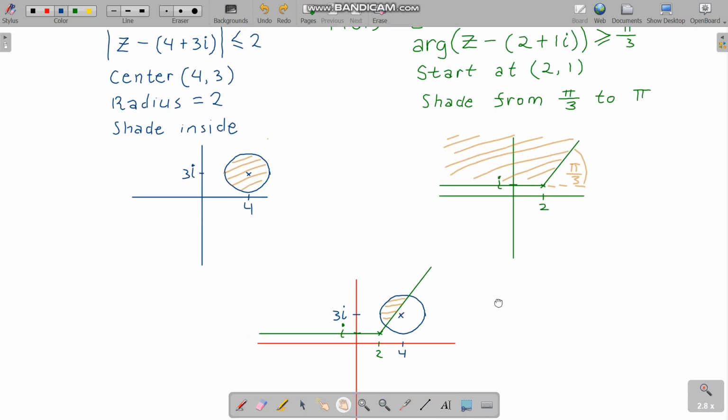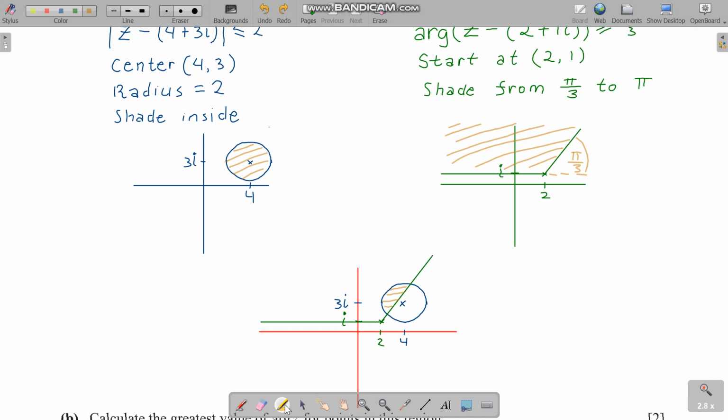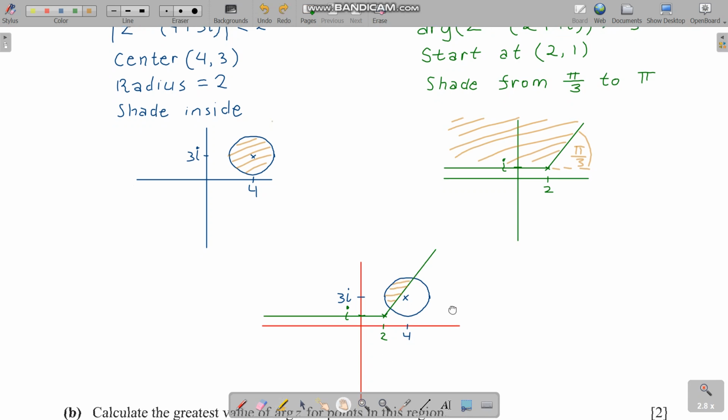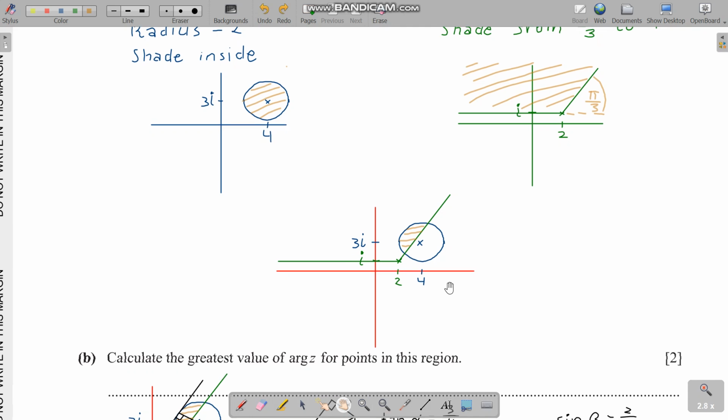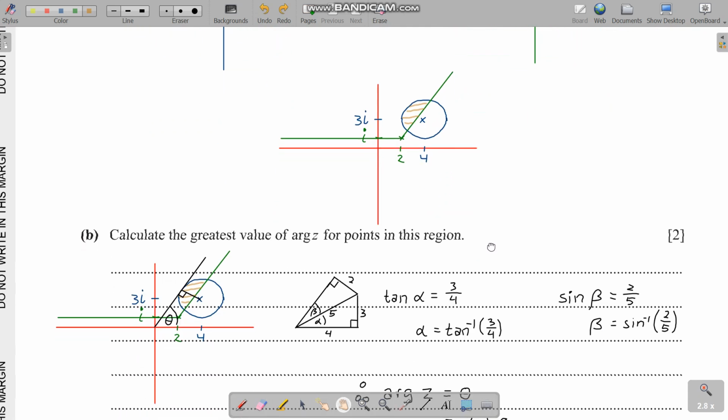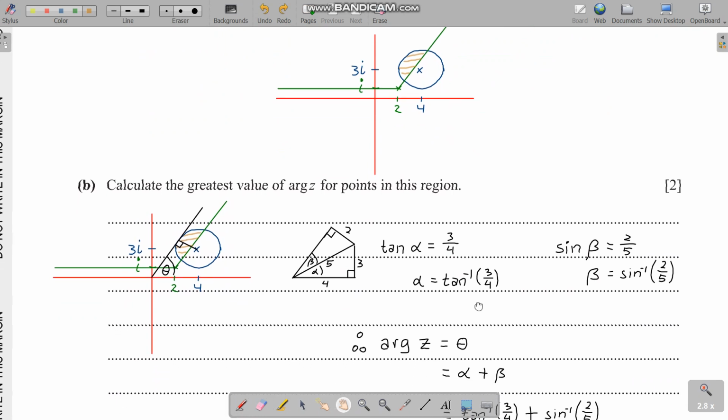So the combination of the two graphs, we draw the circle and the half line, and we only shade the part inside the circle, but also in this shaded part. So the intersection is this area. We're going to need to label the center of the circle, the starting point, and the shaded part. Yeah, that's it. Now calculate the greatest value of arg z for points in this region.